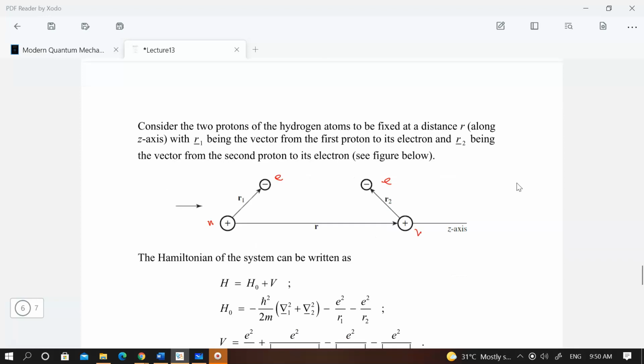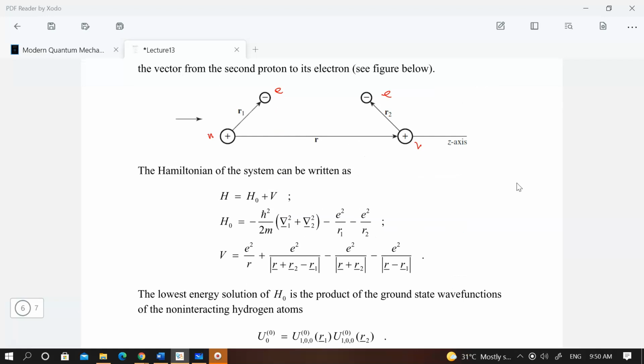And then one can write down the Hamiltonian for this. Okay, so you have your Hamiltonian. This is just the Hamiltonian of your two individual hydrogen atoms. This one plus that corresponds to the first hydrogen atom. This one plus that corresponds to the second hydrogen atom. But you have the other potentials coming in.